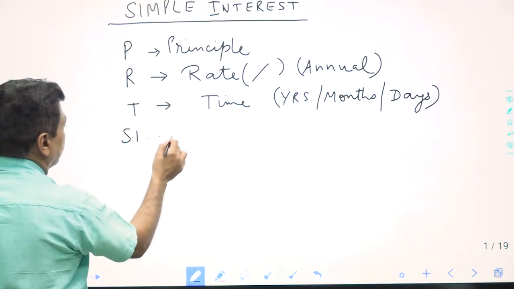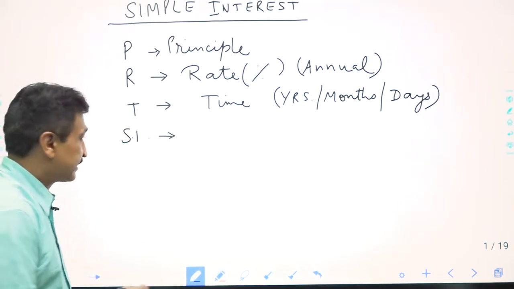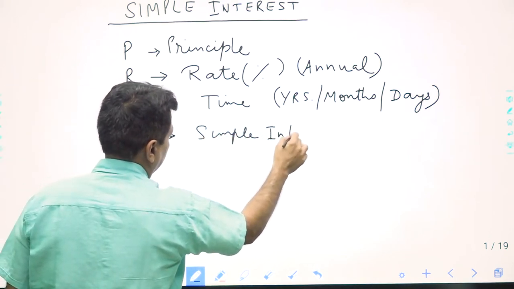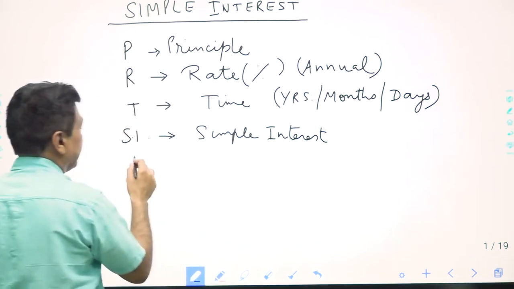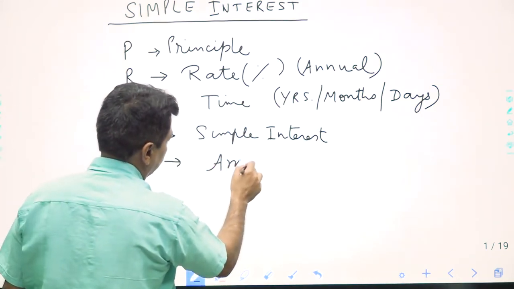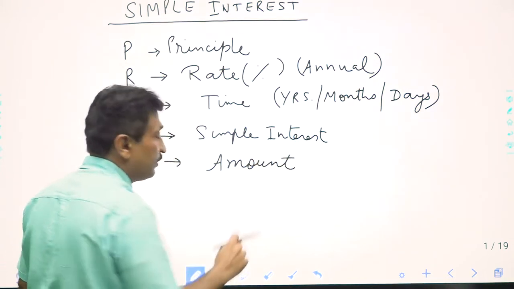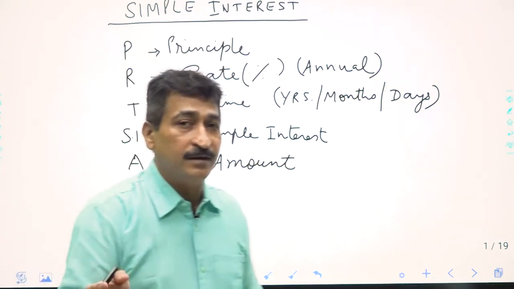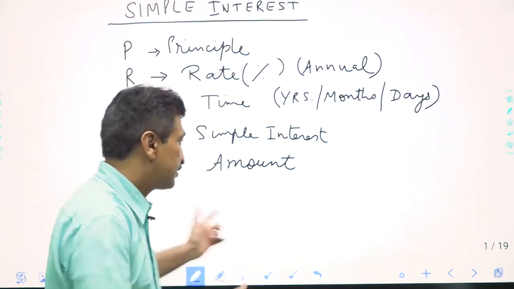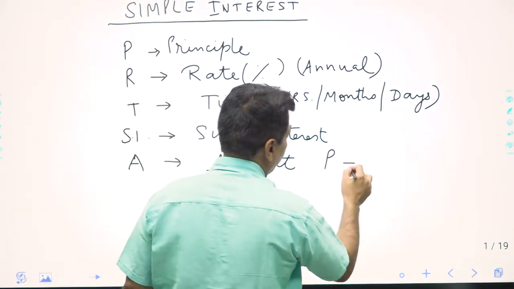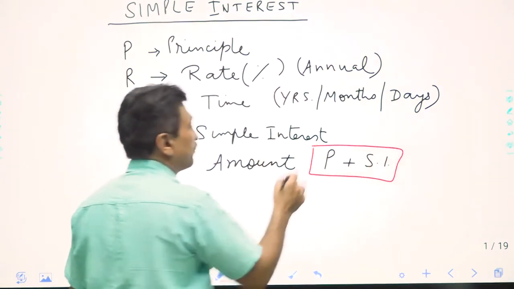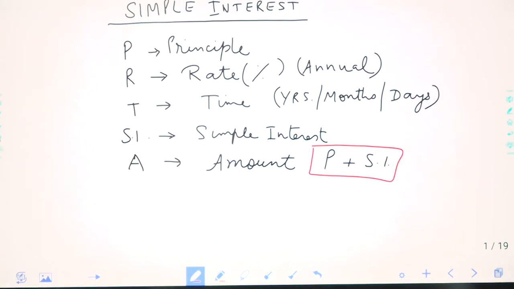Then we have simple interest, SI. And the next character is A for amount. Amount is the money which is returned back with interest. So amount consists of two things, one is principal and the other is simple interest. So amount is equals to principal plus simple interest.